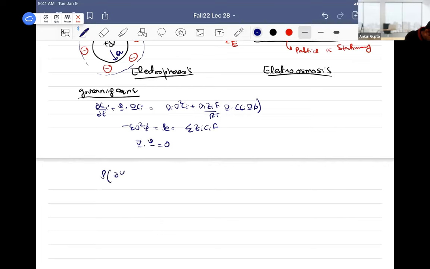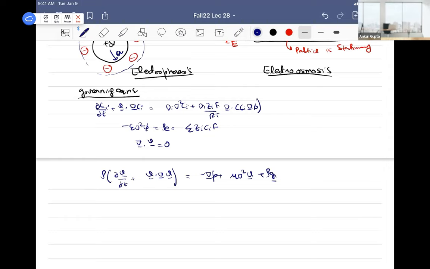Rho del U del V by del T plus V dot del V minus grad P plus mu del square V plus rho G. Okay. So if you can solve all of these equations together, you have everything. You can do all the electrokinetic problems, and you basically can solve anything you want.